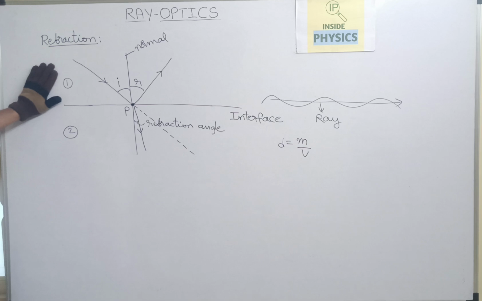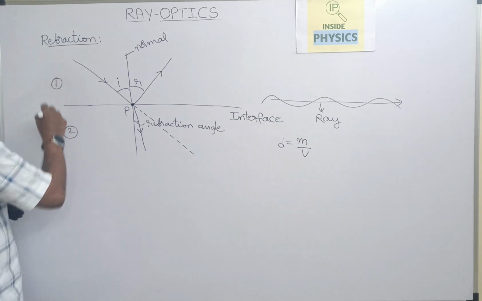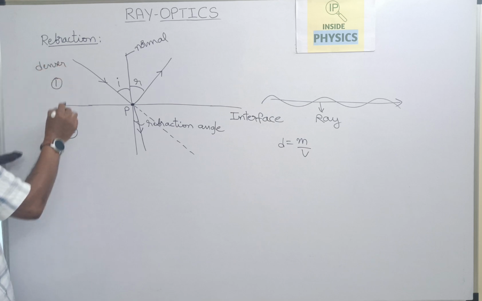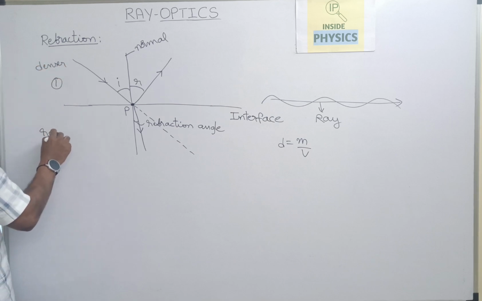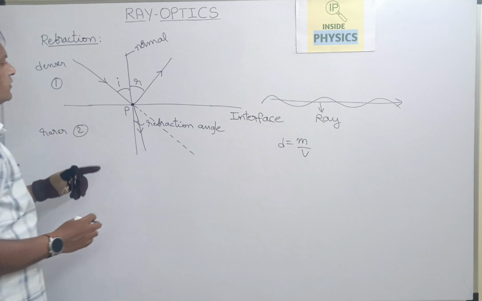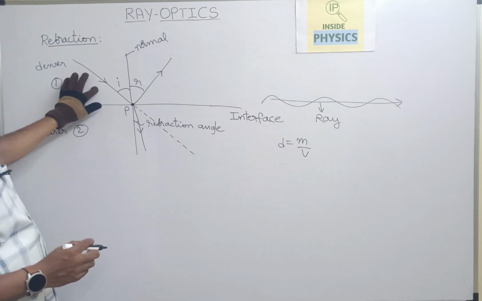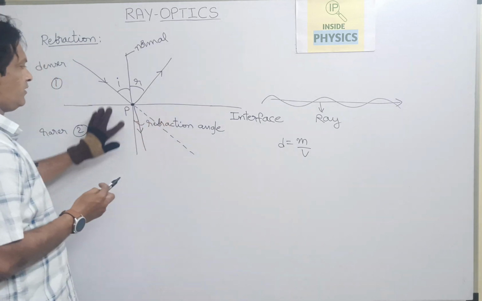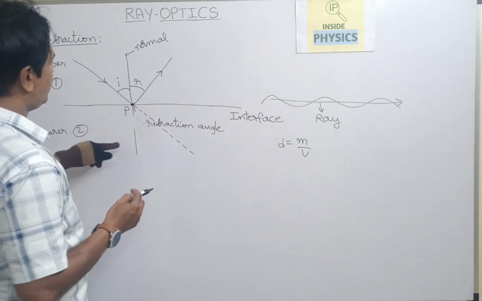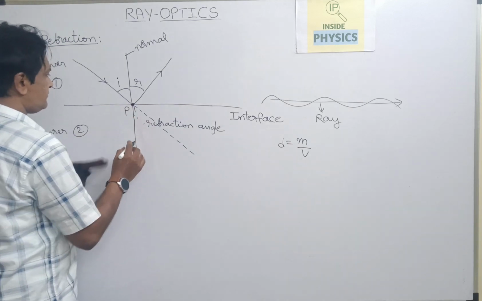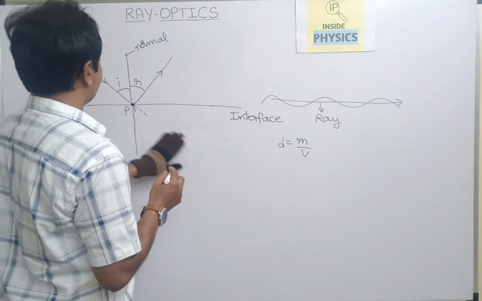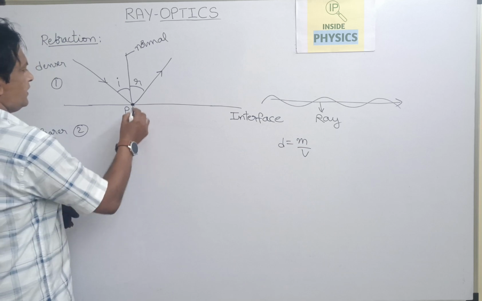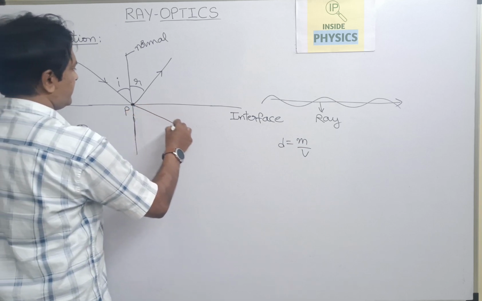If you consider it in reverse, suppose this is denser to rarer. We consider this is moving from denser to rarer. So in this way, the incident ray will refract into the second medium by bending away from the normal. I will show this in this diagram. So this is the normal and the light ray will be bending away from the normal.